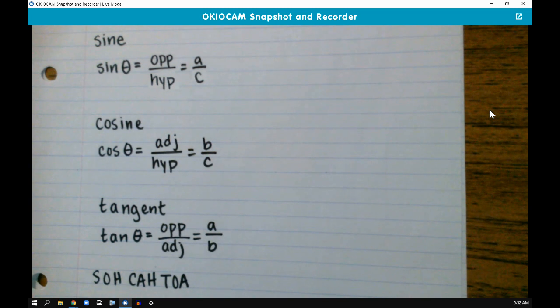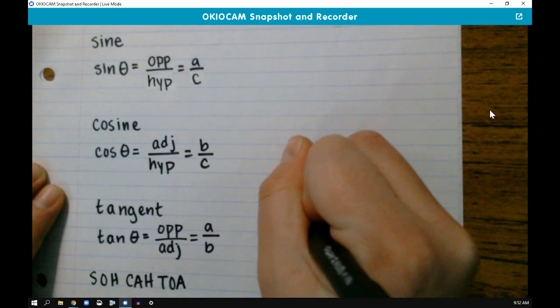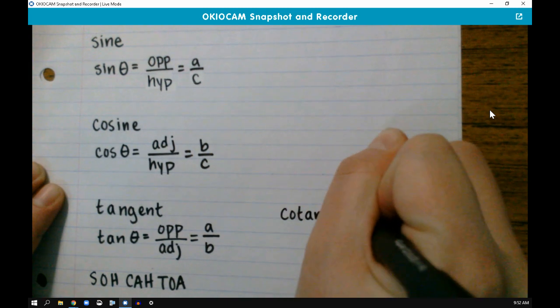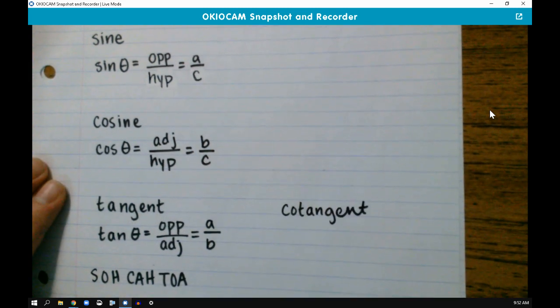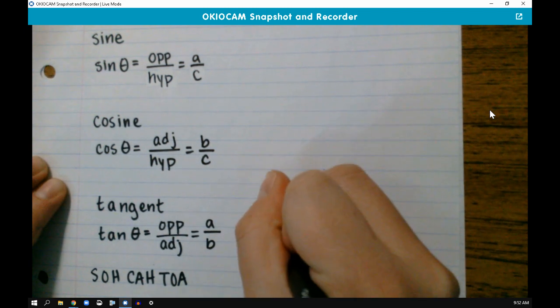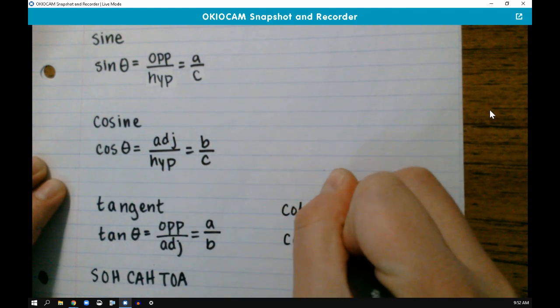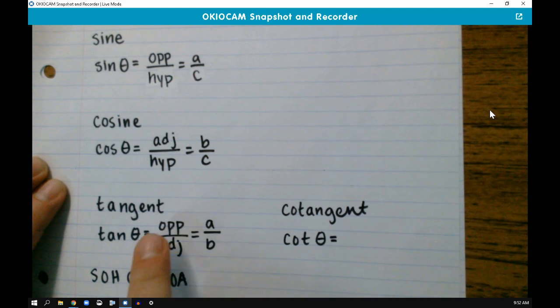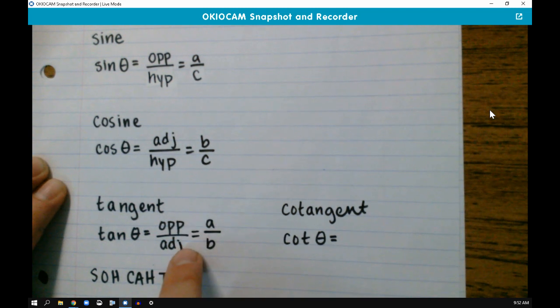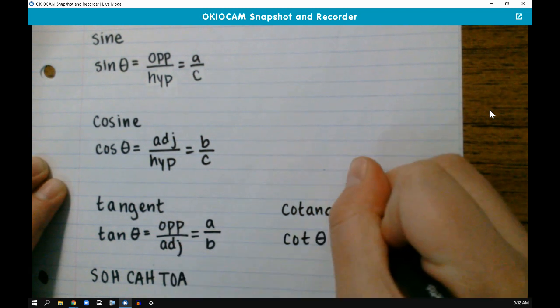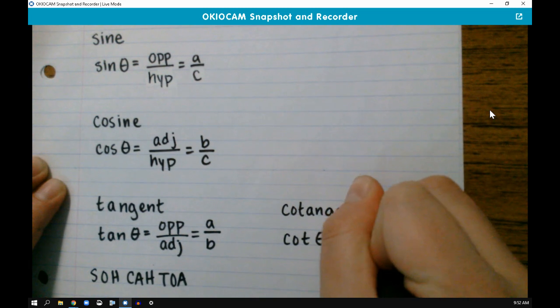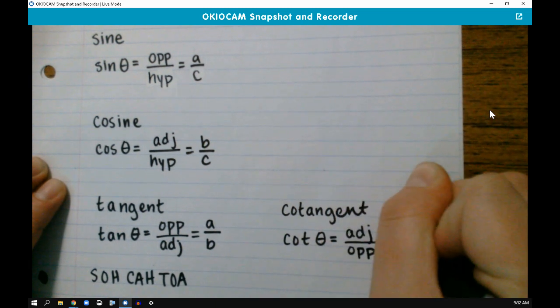Okay, we have three more trig functions. Cotangent is the reciprocal of tangent. So I'm going to write it right here. Cotangent's abbreviation is COT. Cotangent of theta is the reciprocal of tangent of theta. So instead of opposite over adjacent, it's adjacent over opposite, which would be B over A.